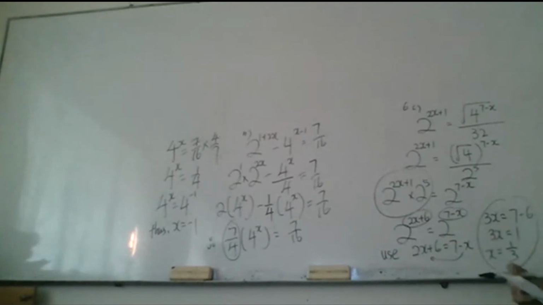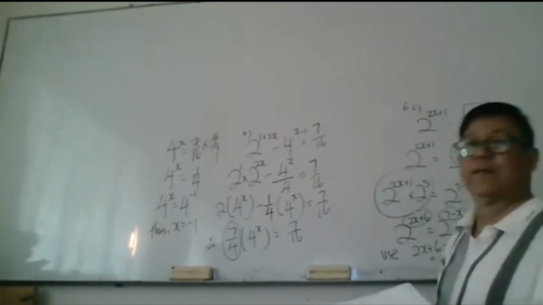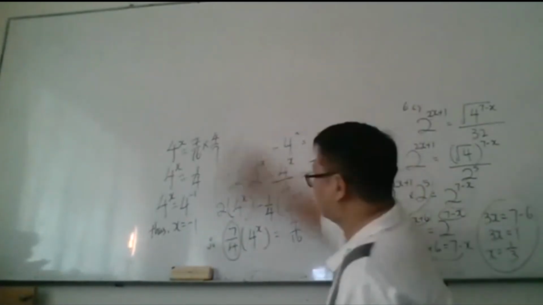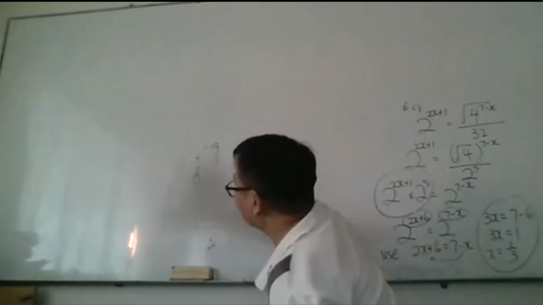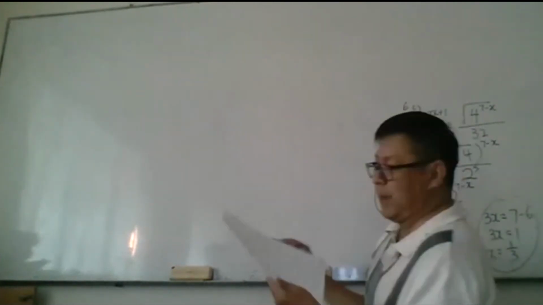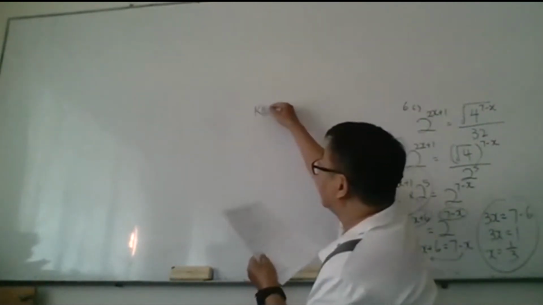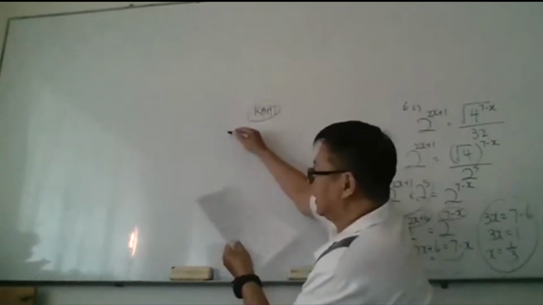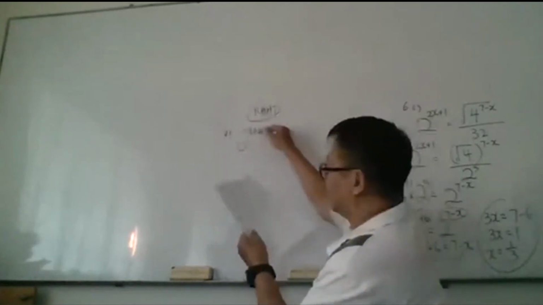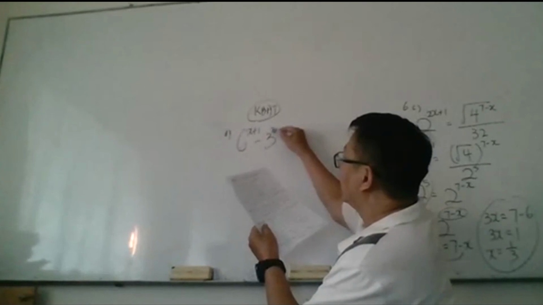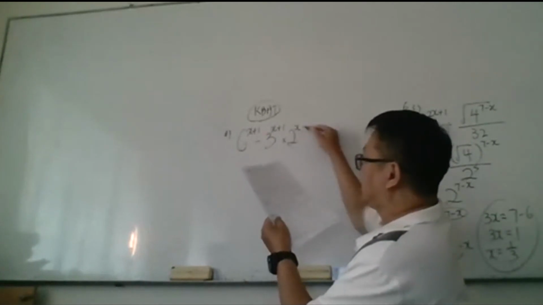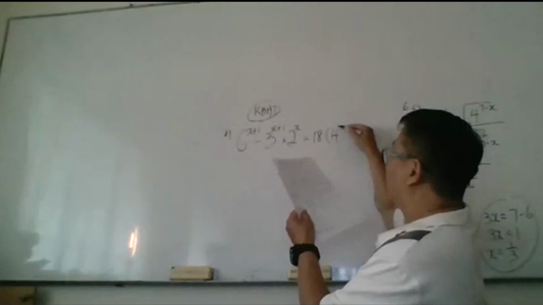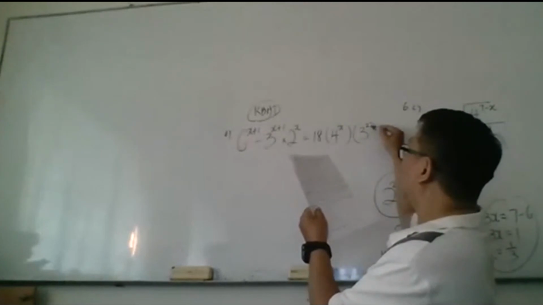And now I will proceed to a more difficult question for you. That's question number 6D. This is a very interesting K-bar question. If I ask you to do it, you may get a headache from this. This is one of the K-bar questions. So D: 6 to the power of x plus 1 minus 3 to the power of x plus 1 times 2 to the power of x equals 18 to the power of 4x, and 3 to the power of 2x.